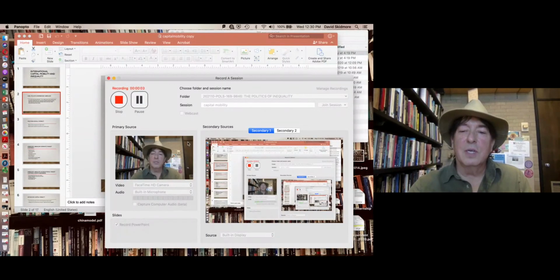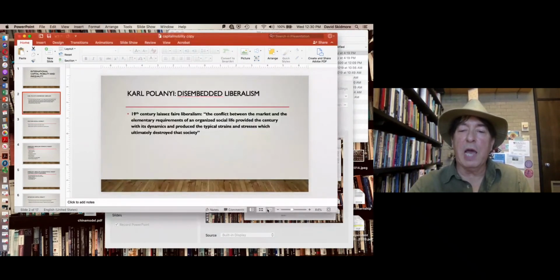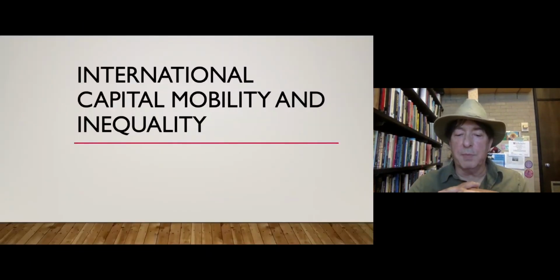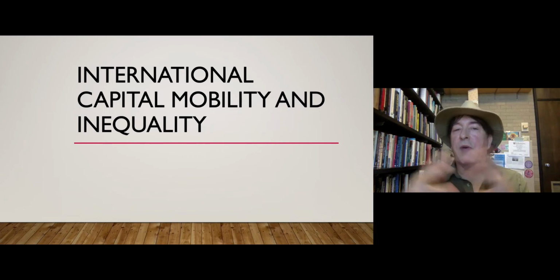Hey folks, so this lecture is about the relationship between international capital mobility and inequality. So let's define a couple terms. By capital, we're referring to either financial or physical capital that is invested so as to create an economic return. So a factory obviously is a kind of capital. Investing in stocks or bonds is also a kind of capital.